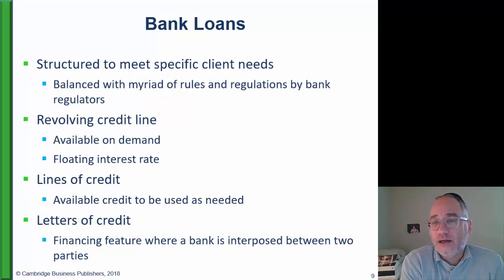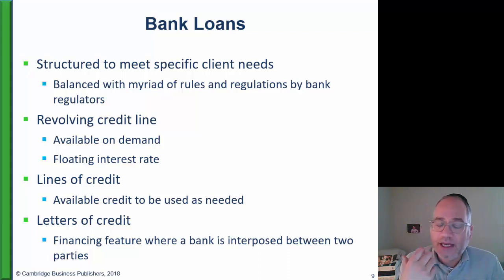Bank loans are structured between the creditor and the debtor, and it reflects the priorities of both. One very common form of a bank loan is what's called a revolving credit line, and this would be where the bank makes a certain amount of money available to the debtor, and the debtor can borrow it when they need it, and they'll just pay interest on whatever amount of money they actually owe.